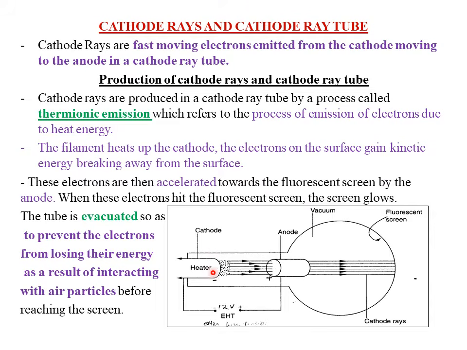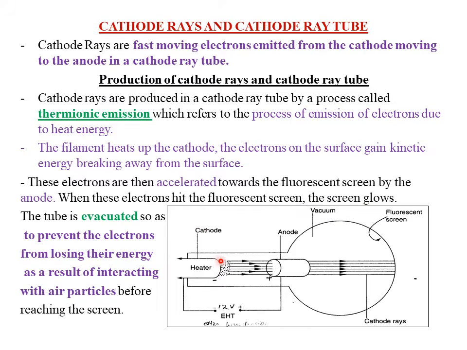Remember, the cathode, when it's heated, has some electrons. Those electrons are going to gain kinetic energy. Remember, kinetic energy is the energy in motion, or it enables substances to move. So once these electrons are produced, remember, this is a cathode, and the electrons are negatively charged, the cathode is also negatively charged, so there is going to be repulsion. Because the electrons are negatively charged, they are going to repel the cathode.